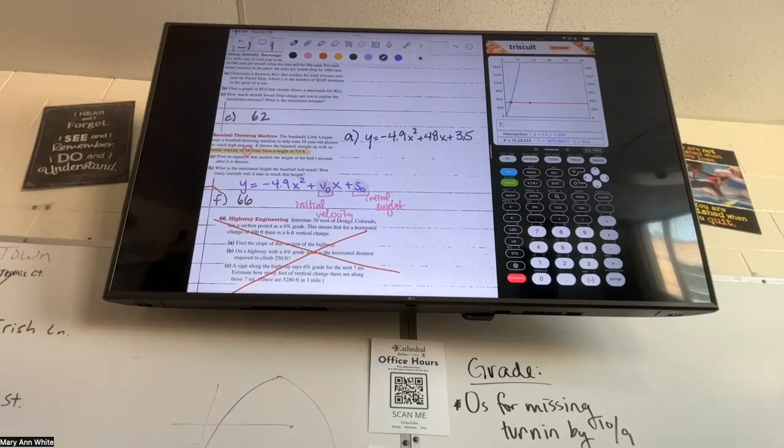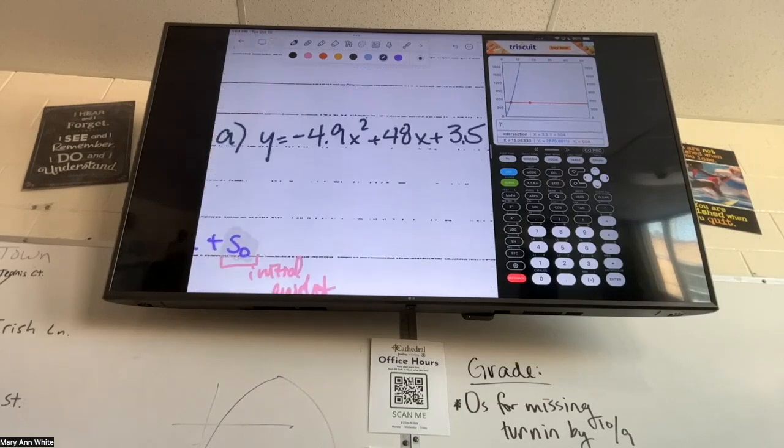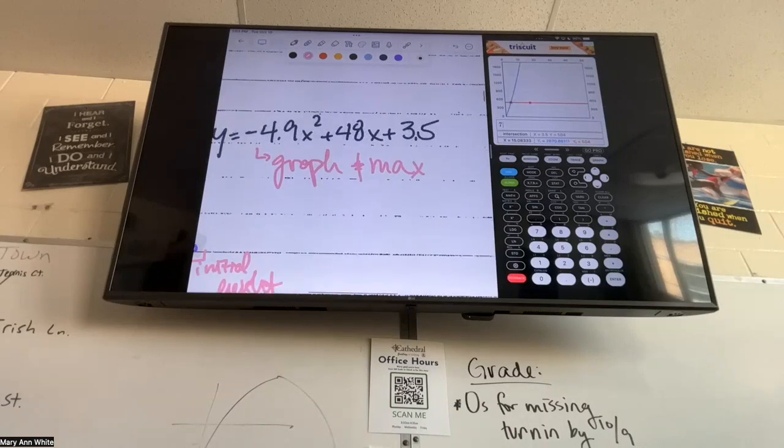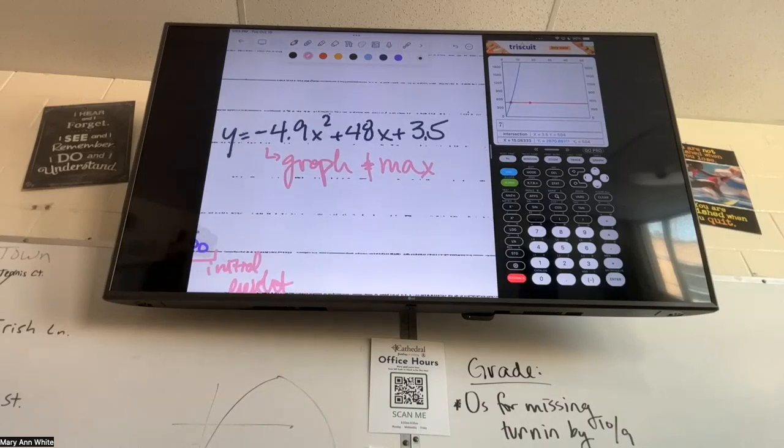Letter B says, what's the maximum height the baseball will reach? How many seconds will it take to reach that height? Anytime I see the word maximum, little alarm bells go off in my head and I put it in the calculator. The minute I see that, I go, we're going to graph and we're going to find the max. Graph and max. It's kind of like the theme of today with these word problems: graph and max.